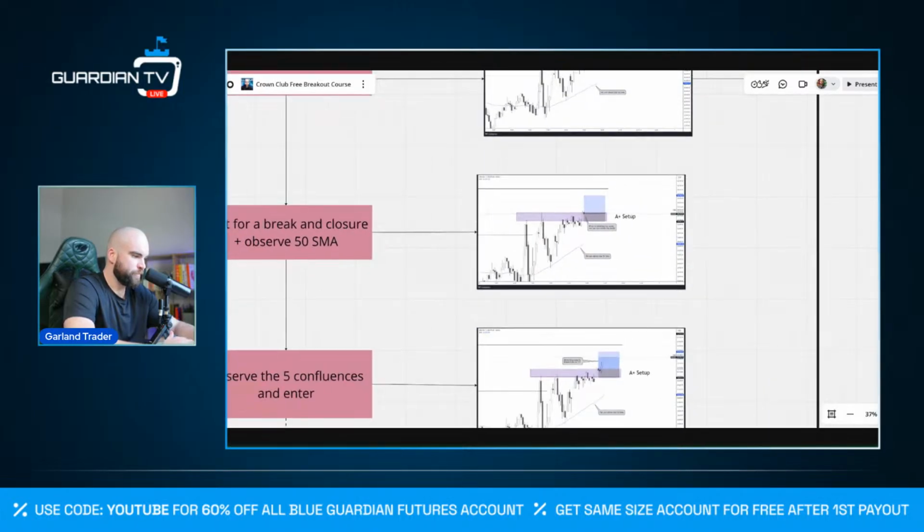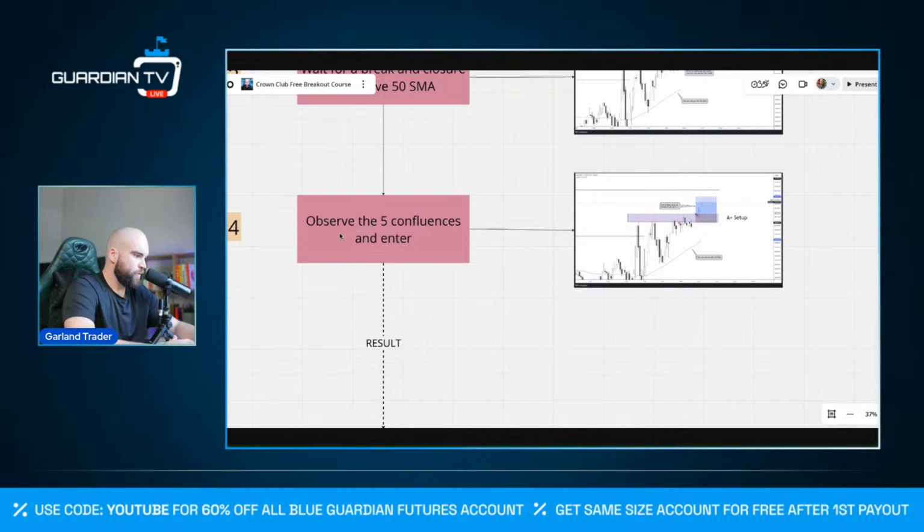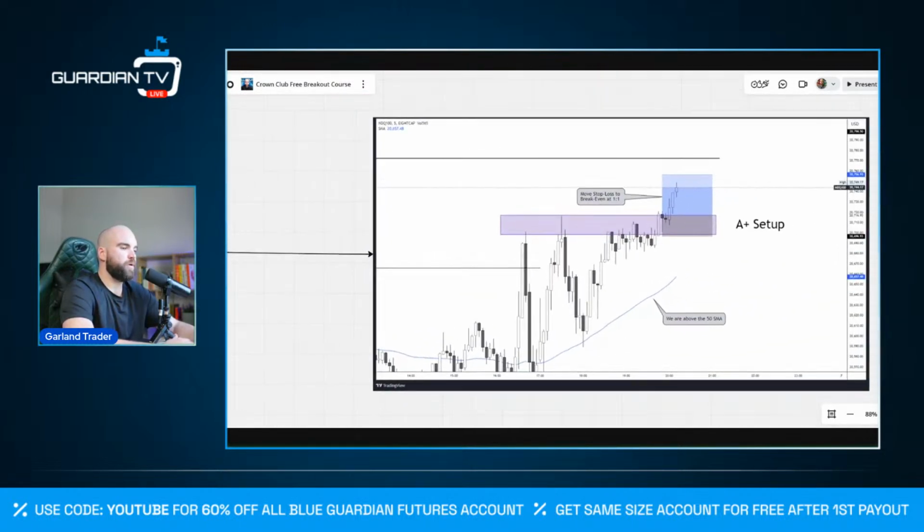Okay. Then we observe the 5 confluences, which are what I'm going to teach you today. Okay. This is how we can determine whether it's a high probability setup or not.